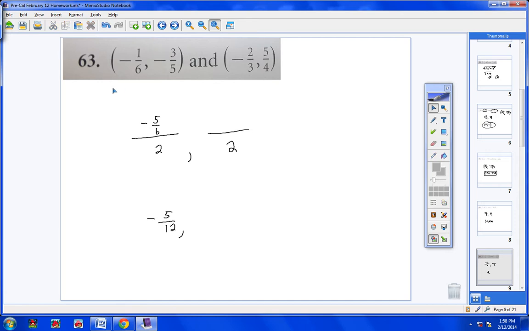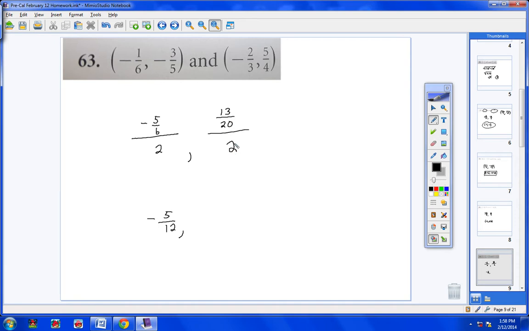Negative 3/5 plus 5/4. And this time I'm getting 13 over 20. So if that's what you had before, I apologize for confusing you, but little mistakes do happen. And now 13/20 divided by 2.